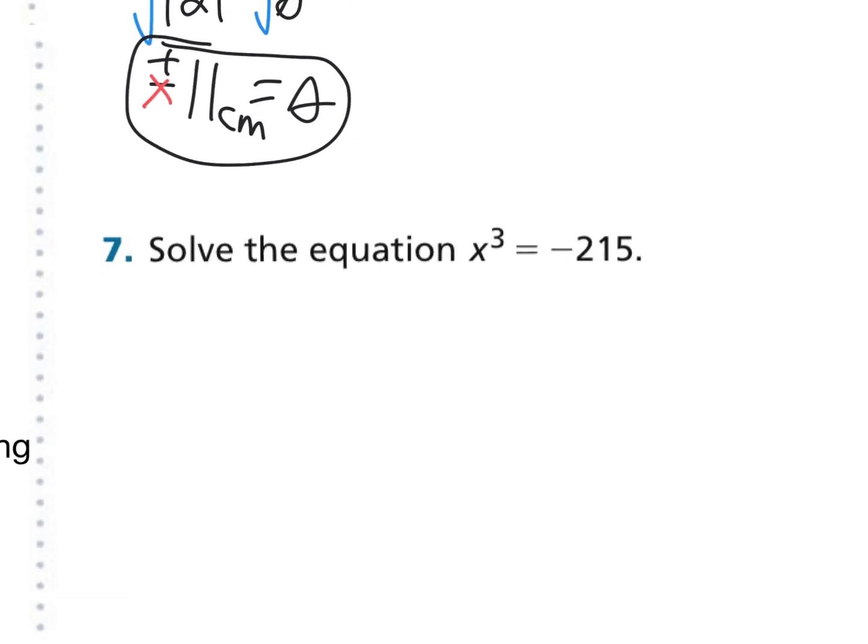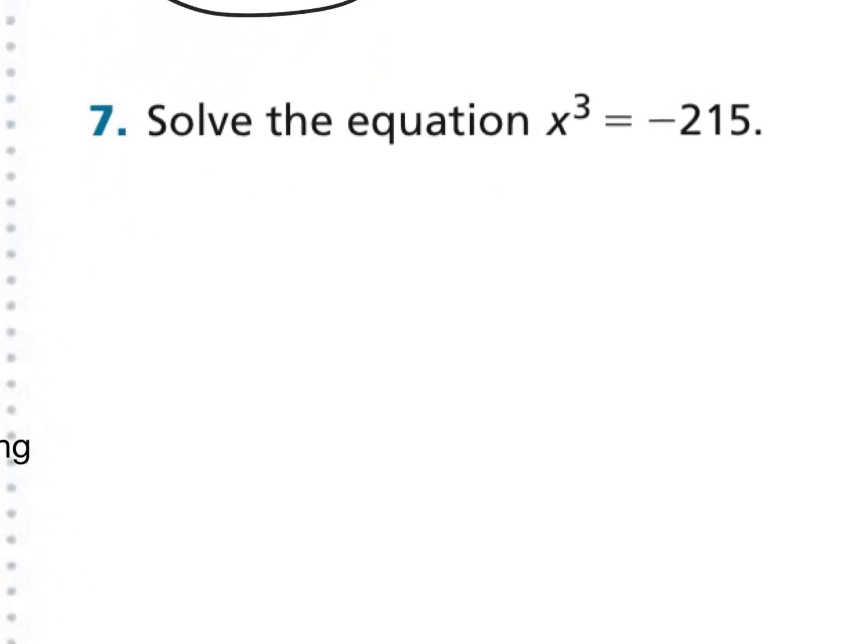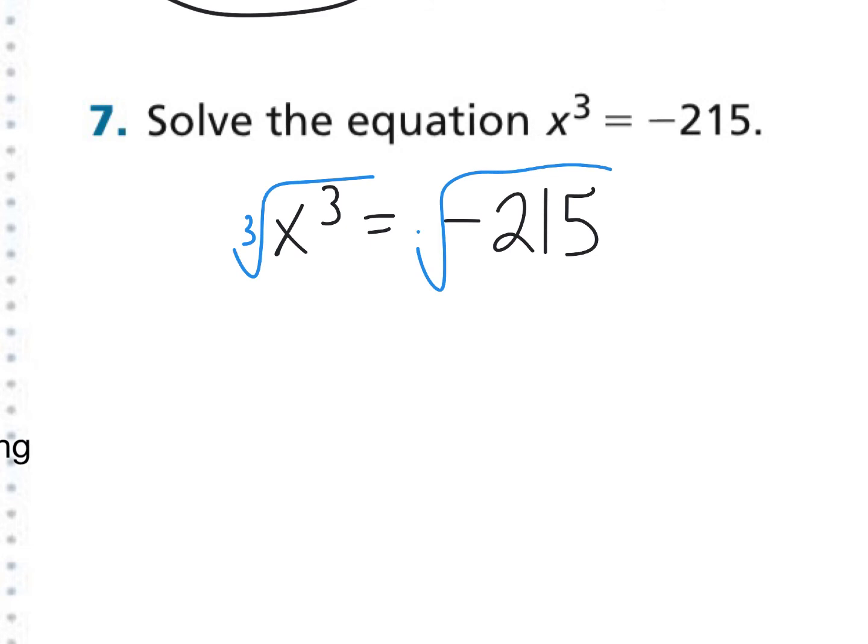So look at number 7. They want us to solve the equation x cubed equals negative 215. So this one, I think, is the first one we've had where we've had a negative number in our equation. So to get rid of the cube, we have to take the cube root on both sides. Remember, for cube root, we don't need to add plus or minus.